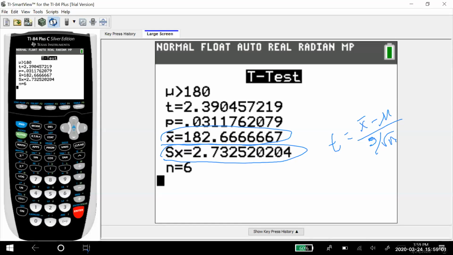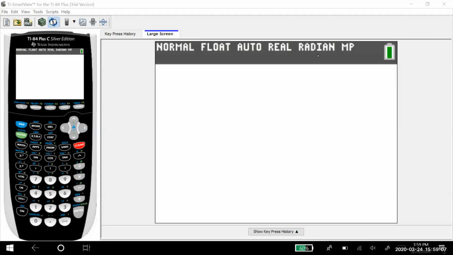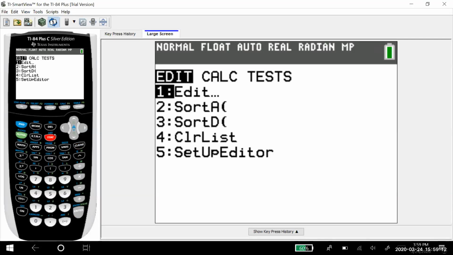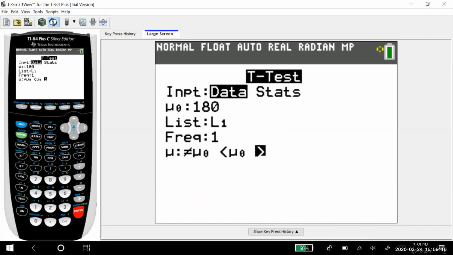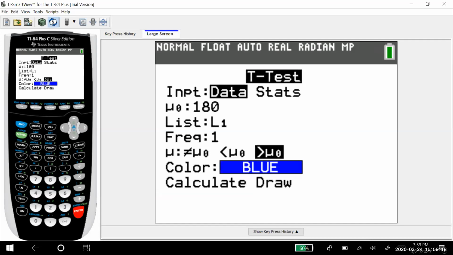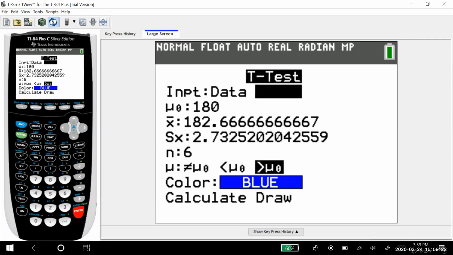All right, so let me clear this. I'll clear my drawings as well. All right, so let's see. We're going to go stat, tests, t-test. This time we don't have the data. We have to go to stats. We have to input the individual calculations we have.